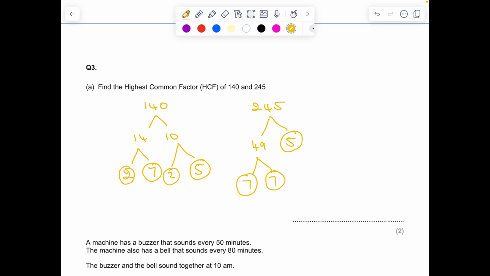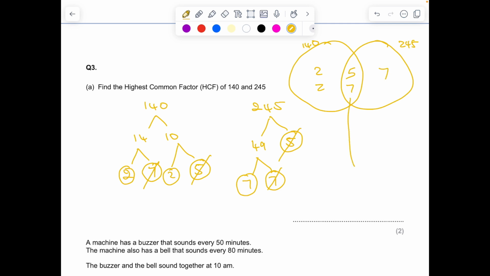So now I get my Venn diagram ready. 140, 245. And you can see there that I can put a 5 in the middle. I can put a 7 in the middle. And that's it. So just 2 and 2 here, and then a 7 here. And remember, highest common factor is just the numbers in the middle. So the highest common factor is 5 times 7, which is 35.